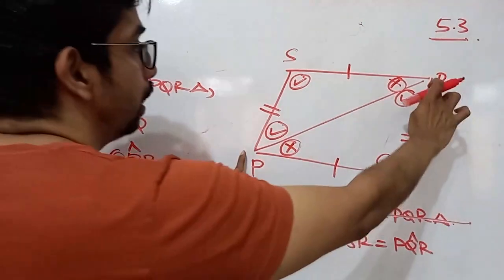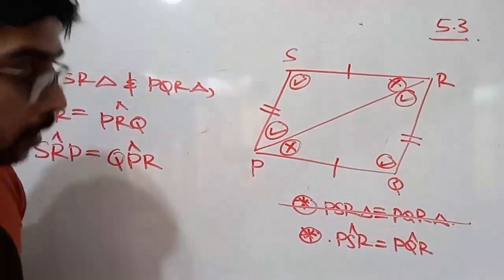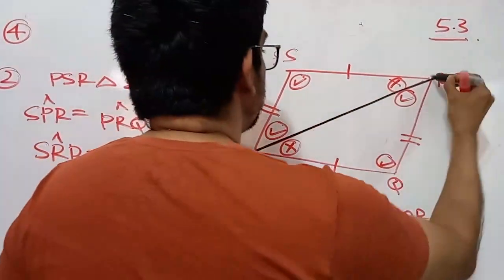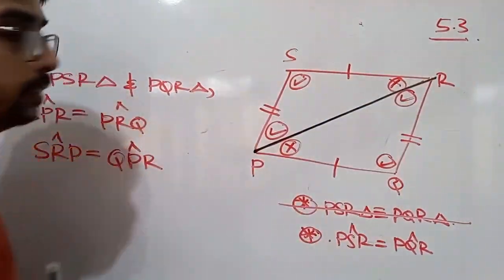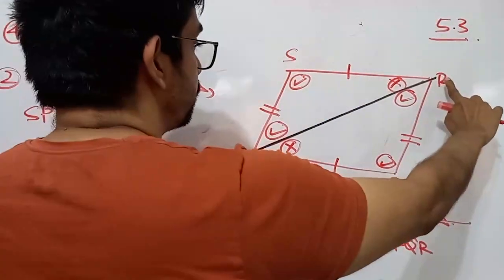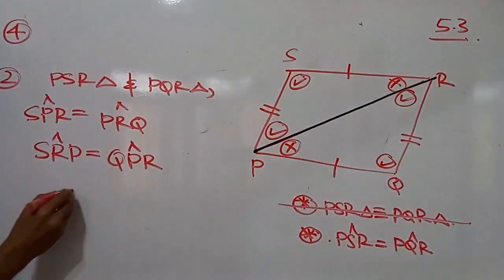So what is this? QPR angle. QPR angle. We will take the side PR and we will consider what? PSR triangle. So what's the opposite angle to PR? We know that is angle S.